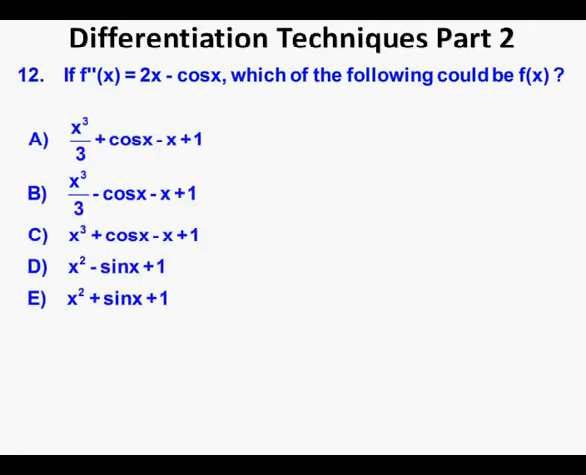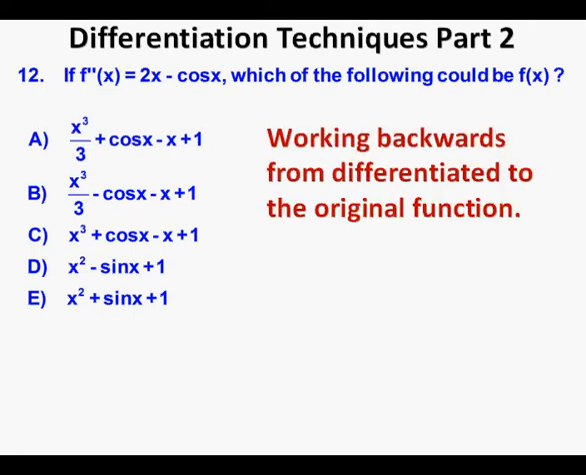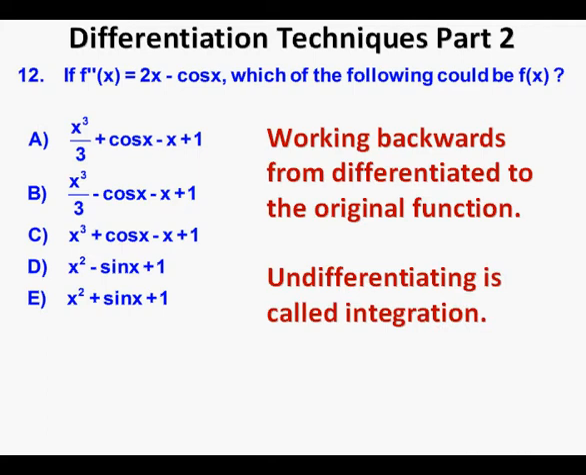Problem 12. If f double prime of x equals 2x minus cosine x, which of the following could be f of x? And we have our 5 answer choices, A through E. This problem is different. Instead of asking for differentiation, in this case double differentiation because of the double prime, we are being asked to work backwards from being double differentiated to the original function that was differentiated. This working backwards from differentiating is the main concept of next semester and will be called integration.